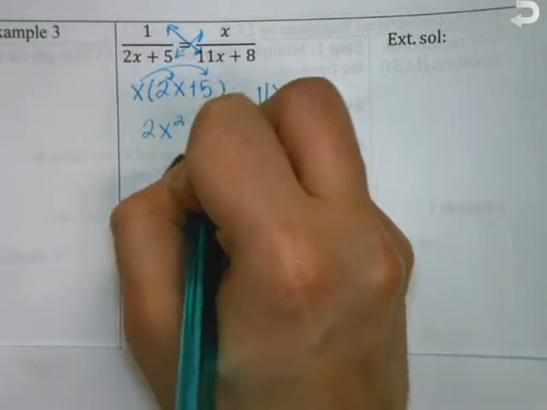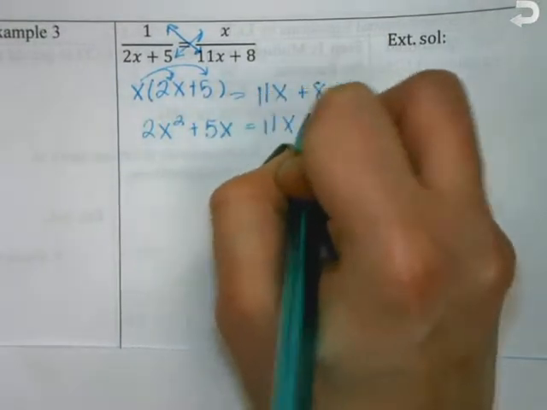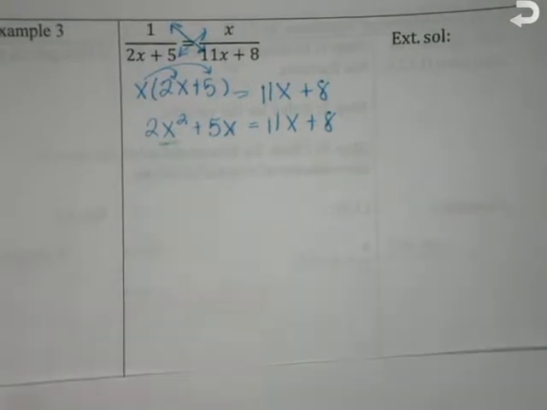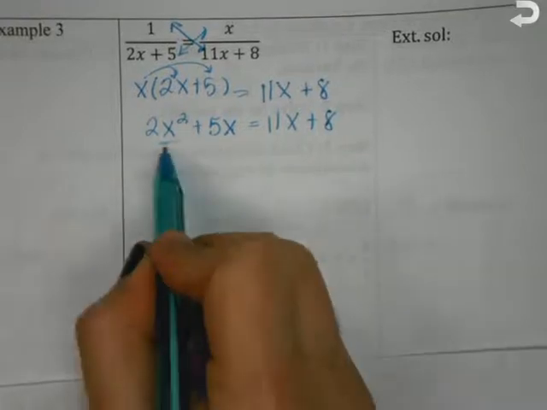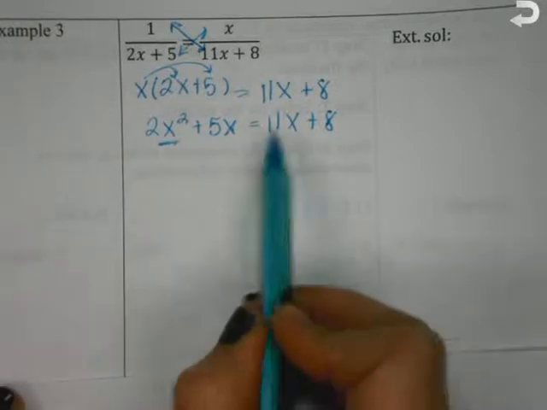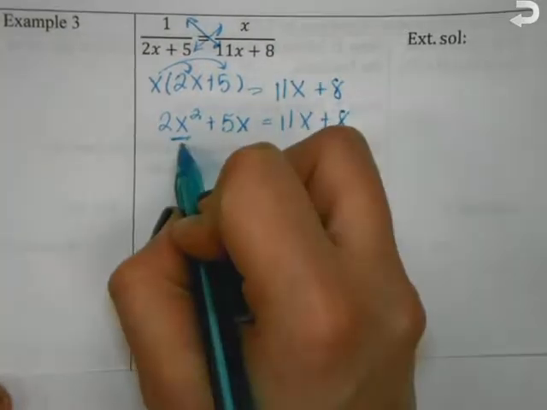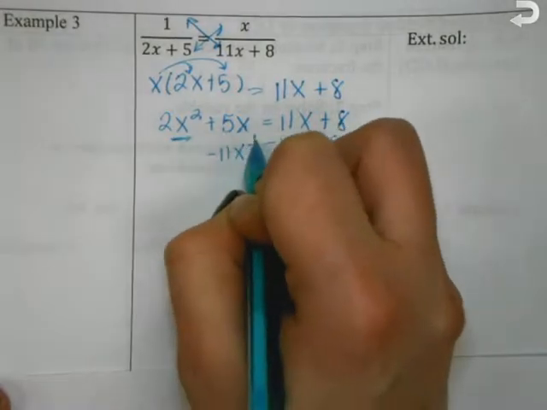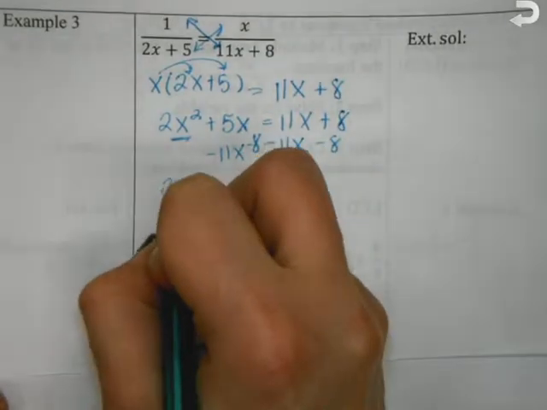Now remember guys, when I have an x squared in my problem, I want to get the whole thing equal to 0 in order to solve. If you have just an x, your goal is to get x's on one side and numbers on the other. If you have an x squared, you want to get everything on one side so that we can factor and solve. Okay, remember that's the zero product property. So I need to get all of my other terms on the same side as the squared term. So I'm going to subtract 11x and subtract 8. So that's going to give me 2x squared minus 6x minus 8 equals what?